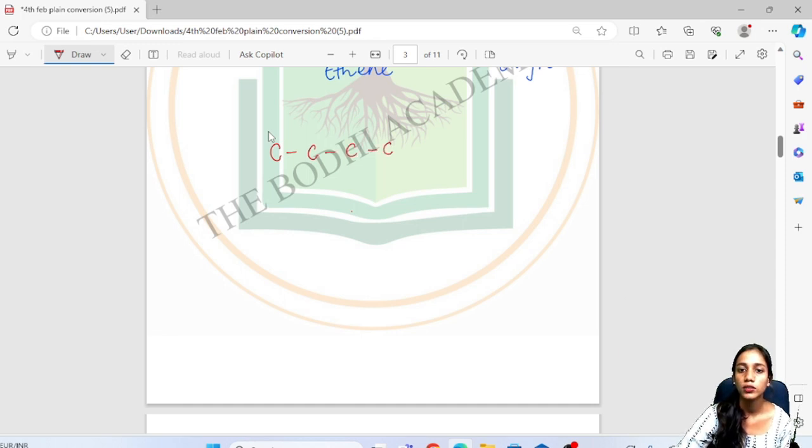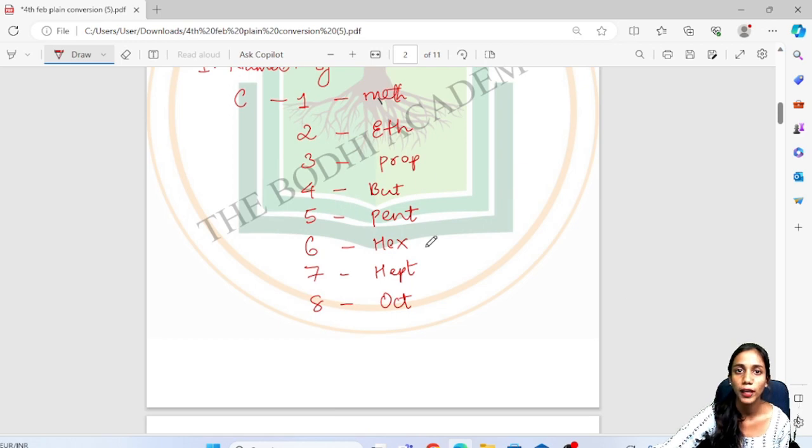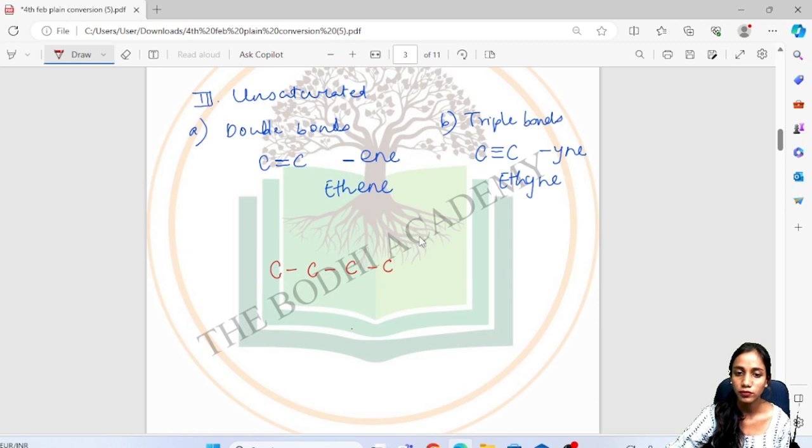Okay, so now there are four carbon atoms: 1, 2, 3 and 4. We know that when there are four carbon atoms, the starting letters will be BUT. So first we write BUT. Now there is no double bond over here, there are only single bonds, three single bonds.